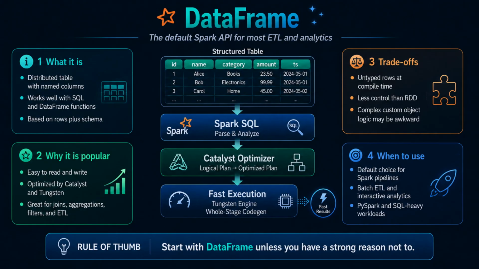In the center of the slide, you can see the flow. We start with structured data, like a table with columns such as ID, name, category, amount, and timestamp. Then Spark SQL parses and analyzes the query or transformation. After that, the Catalyst optimizer creates an optimized logical and physical plan. Finally, Spark executes the plan efficiently using the Tungsten execution engine and whole stage code generation. This is why DataFrames are so popular.